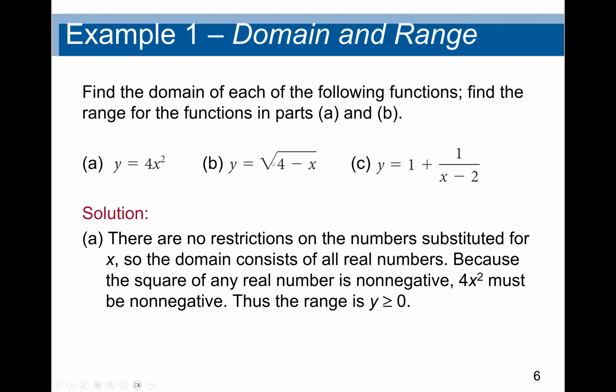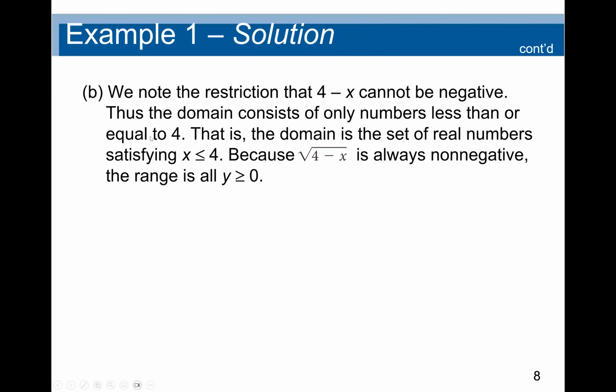Now, second function, we can see that we have a square root. So we know we don't want the square root of a negative value. In complex numbers, the square root of a negative value can be fine, but in real numbers, the square root of a negative value has no solution. So for B, there's a restriction that 4 minus x cannot be negative. So we don't want the x value to be more than 4. So the domain consists of only numbers less than or equal to 4.